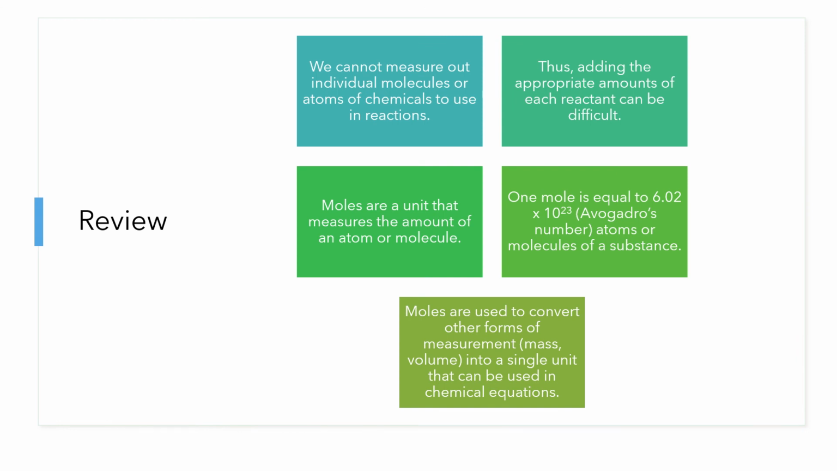Let's take a brief moment to summarize everything from this lecture. Chemical equations tell us the ratio of chemicals relative to each other, but are measured in atoms or molecules. We don't have the ability to measure out individual molecules, so we instead need to use unit conversions. A mole is a unit that measures the number of molecules, but at a scale that we can actually use. 1 mole is equal to 6.02 times 10 to the 23rd, which is Avogadro's number. And moles can be used to convert measurements typical of reactants, which are usually mass or volume, into units that can be used directly in a chemical equation.